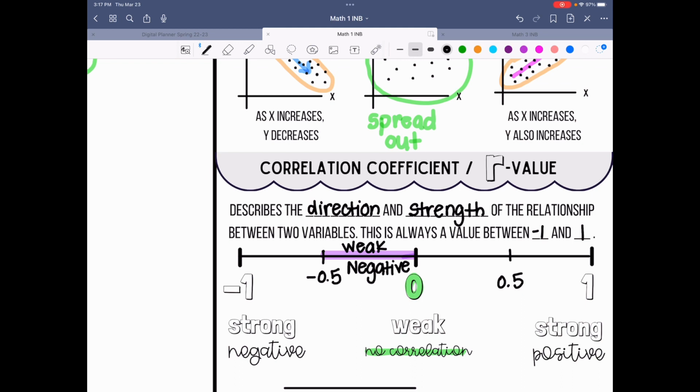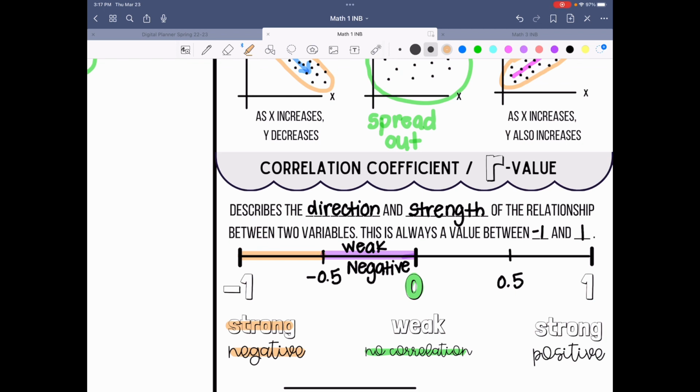Okay, so that's going to be weak and negative. Now, if that number on the negative side is between -0.5 and -1, that's when it's going to be strong and negative. So that's when we have that strong and negative correlation there. This is where we have the strong and negative in that section.